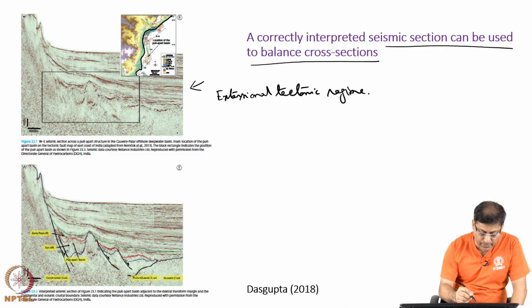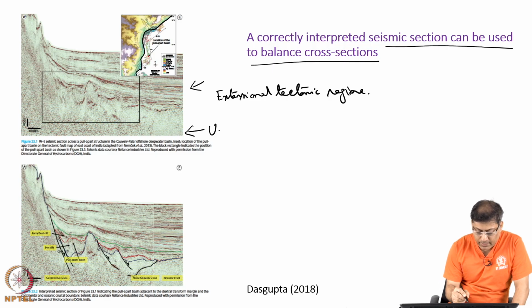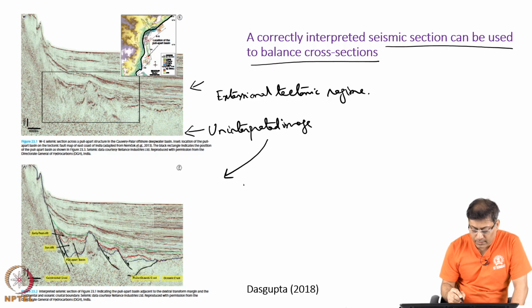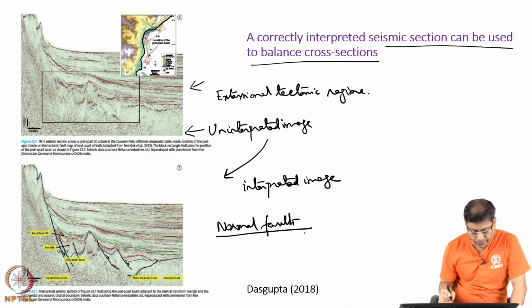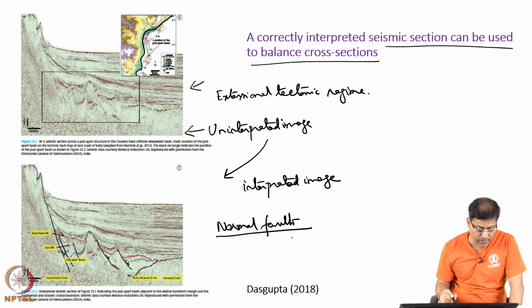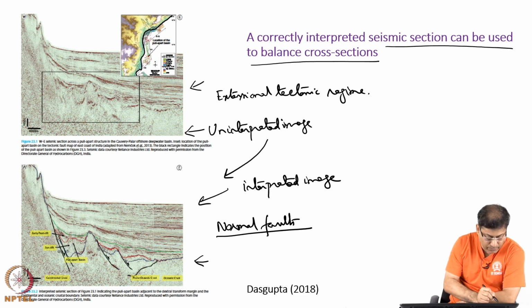Therefore, our tendency from the uninterpreted image to the interpreted image is to fit normal faults. Normal faults are produced in an extensional tectonic regime, and here is the interpreted image. Going into the detail, the interpreter has identified the early post-rift sediments, syn-rift sediments and the pull-apart basin, and has also demarcated the basement cover contact.